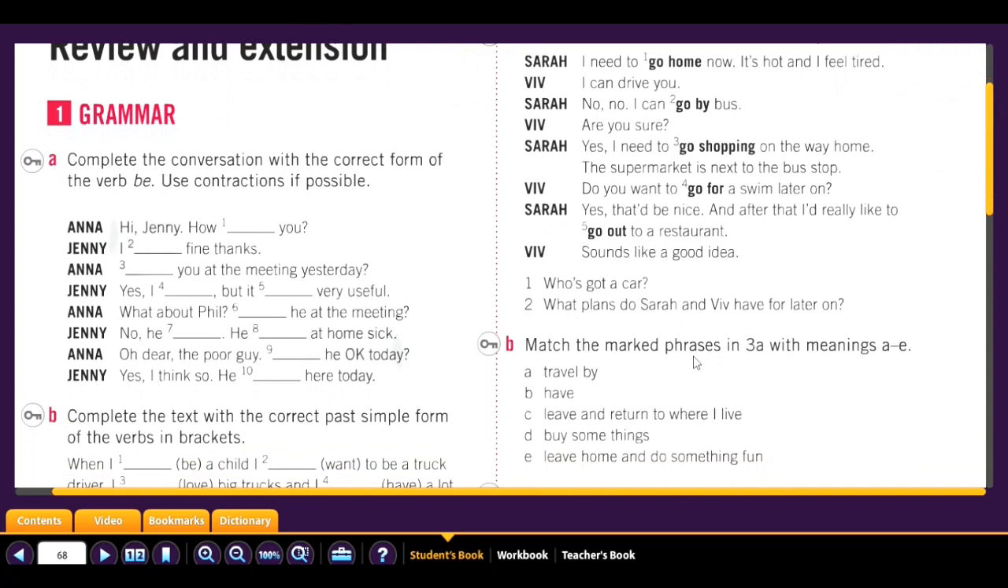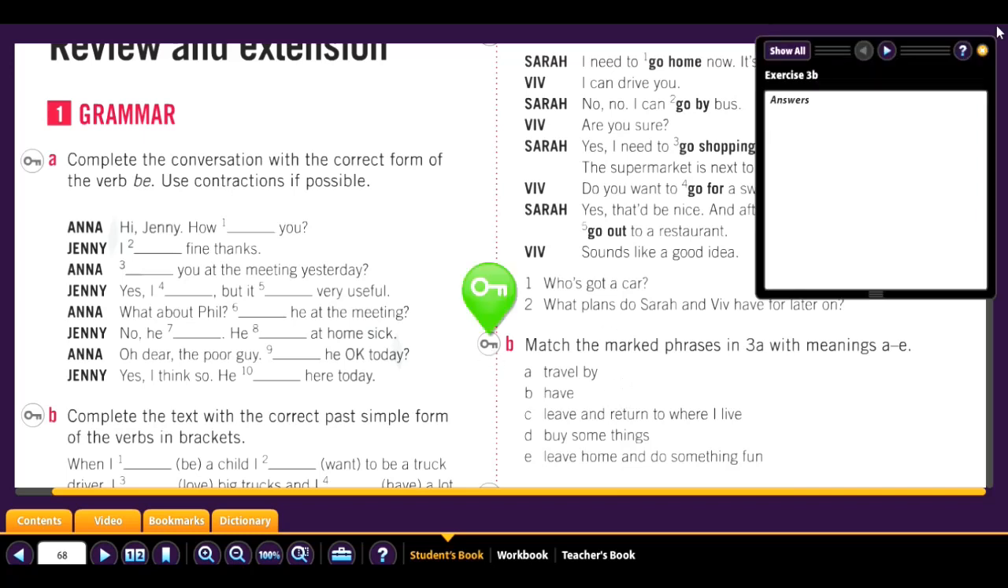Okay, entonces, match the marked phrases in 3A with meanings A to E. Go home, ¿qué significado tiene? Go by, go shopping, go for, and go out. Okay, we check.